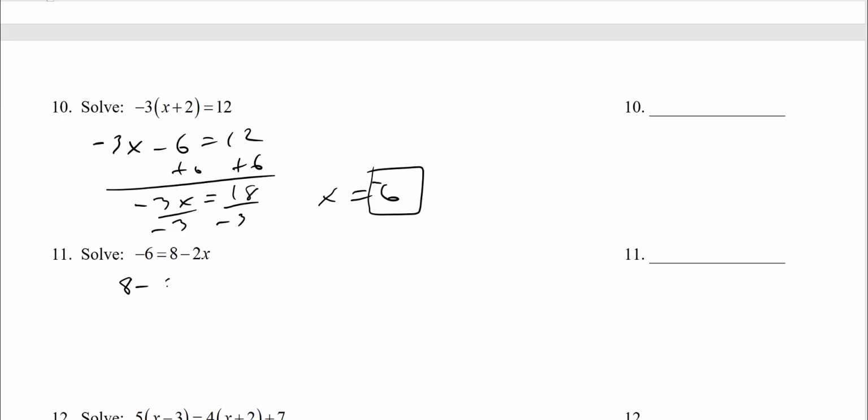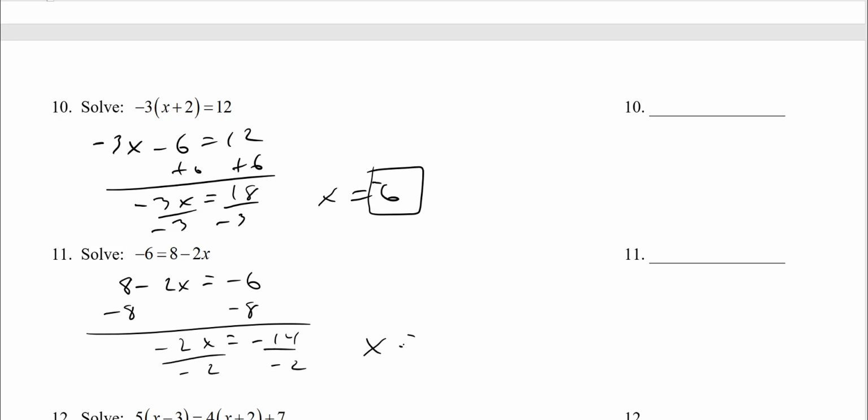So number 11, I like doing this first. I like saying 8 minus 2x equals negative 6. And then subtract 8 from both sides. So negative 2x equals negative 14. Divide by negative 2, x equals 7. Okay.